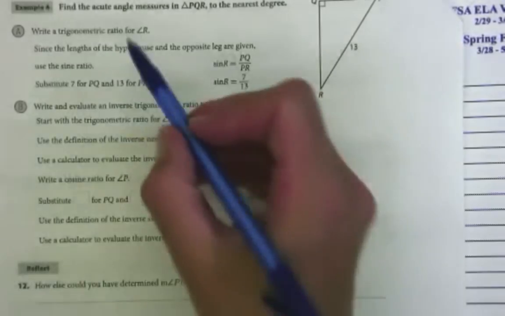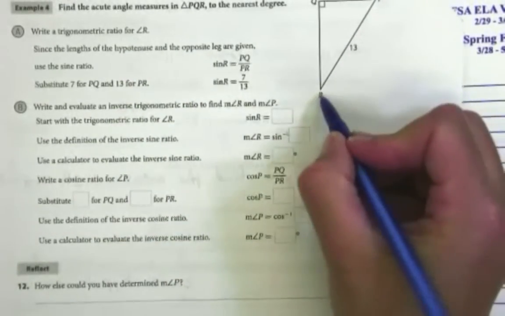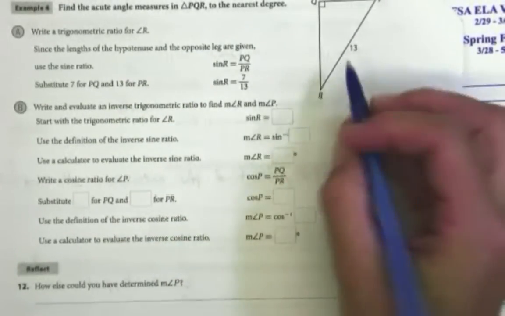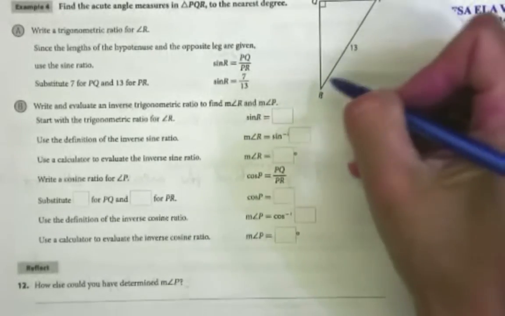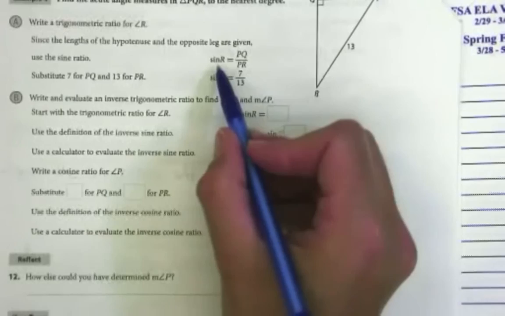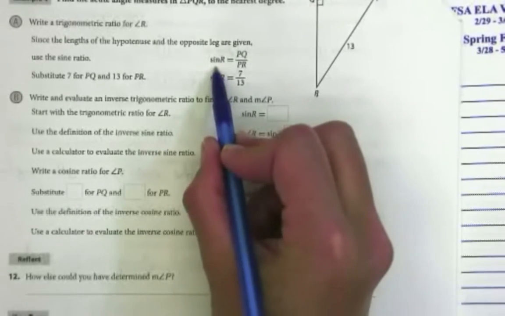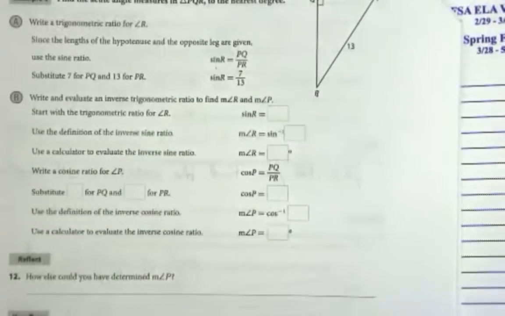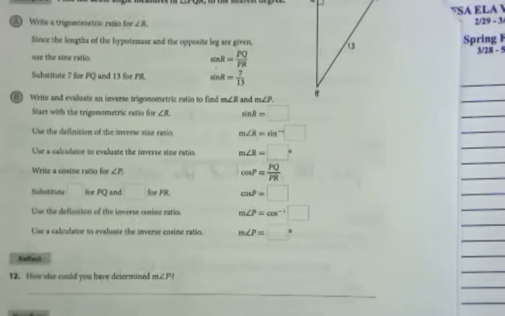So in example 4, we're writing a trigonometric ratio for angle R. So the 7 is opposite angle R. The 13 is the hypotenuse, so that's why they decided to use the sine ratio. So the sine of R equals PQ over PR. They substituted the values in and got that value.